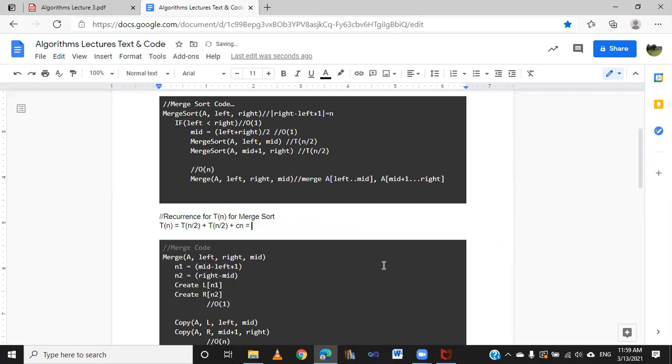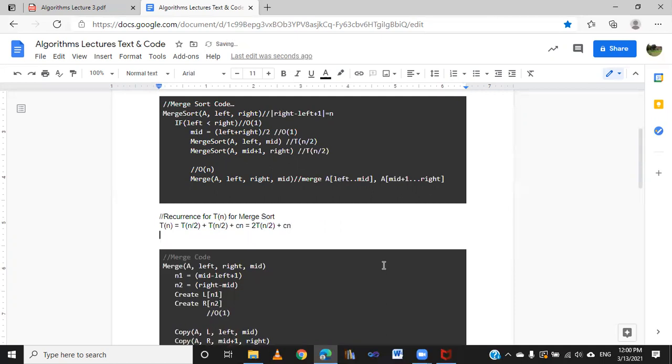So in other words, these first two quantities, they are the same. So the recurrence that I get is 2 times T of n/2 plus Cn. That's the recurrence of merge sort. And when we write a recurrence, we also always, for the sake of correctness, we have to specify the base cases. So if you give me a 0 size array, then T of 0 is 1.